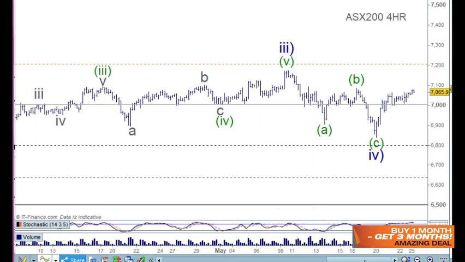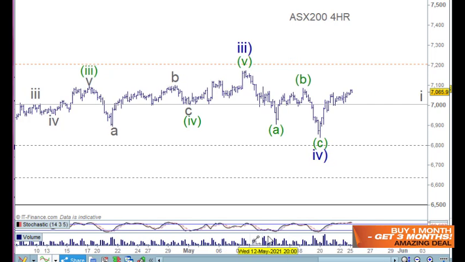Okay, back to the 4-hour chart. This is basically what we've been looking at at the moment as an A, a B and a C. And it does appear that we've got an impulse wave in this first move here. So we've got 5 waves up here, so that means that we should at minimum get another 5 waves.